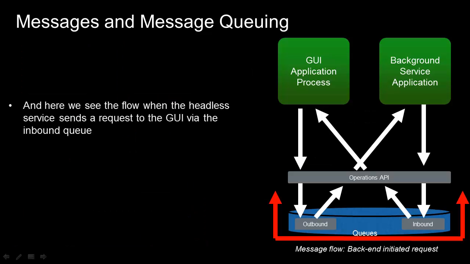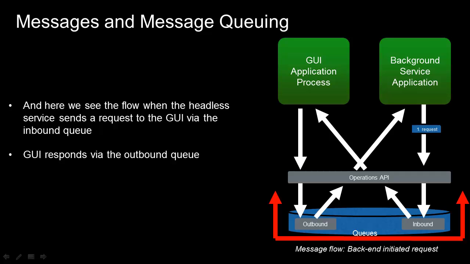Similarly, the flow can happen in reverse, with the headless service sending a request to the GUI via the inbound queue. So for example, if we receive an approval task from the backend system directed at a manager asking them to approve someone's vacation request, that would arrive in the headless service as a request and be stored in the inbound queue for the GUI to process. And the GUI, once having processed it, will respond to simply acknowledge that fact via the outbound queue.